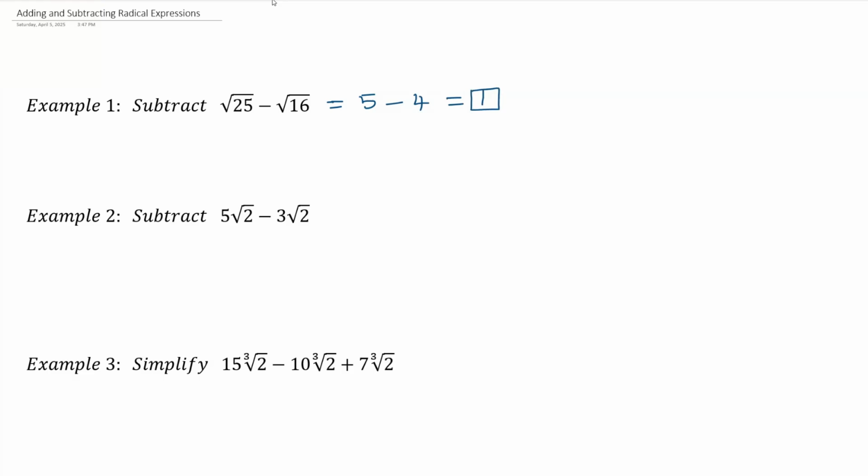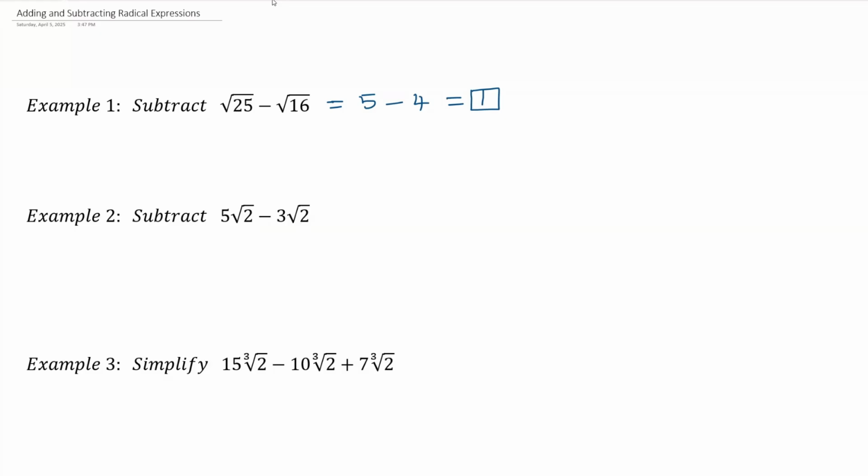Now, the second problem, example 2, which says subtract 5 times the square root of 2 minus 3 times the square root of 2. So now observe that these are like terms because the term under the radical, the square root, is the same, right? 2 and 2. So in that case, they are like terms, so we can follow the operation, in this case, subtraction.